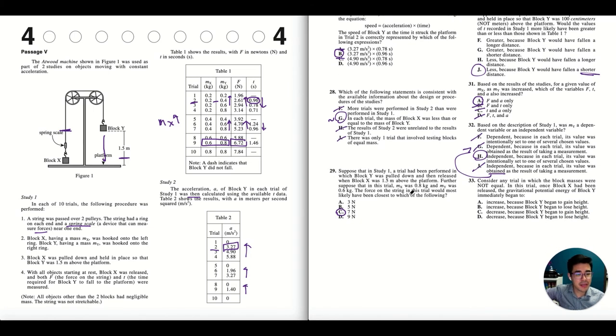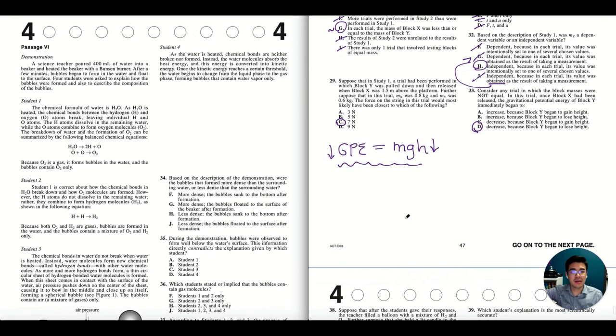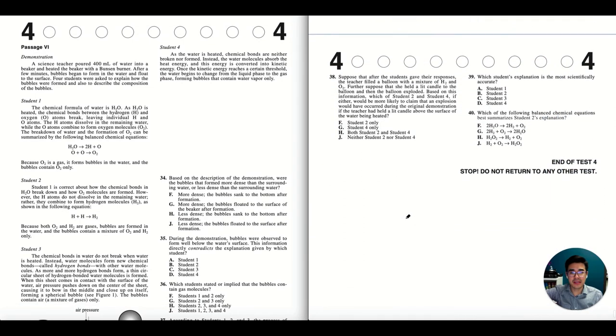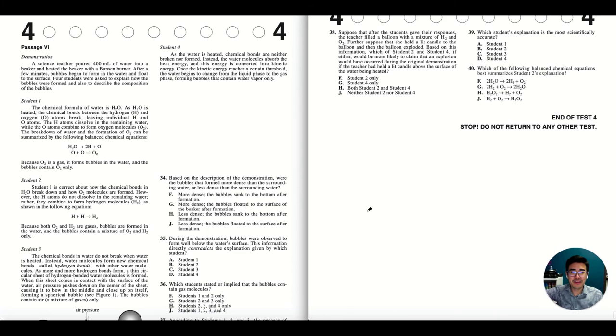Consider any trial in which the block masses were not equal. In this trial, block X had been released. The gravitational potential energy of Y immediately began to... while Y is falling, gravitational potential energy is dependent on the mass, the acceleration due to gravity, and the height. So because the height is going down, the GPE is also going down. This is just something that you do need to know. Decrease because block Y began to lose height. Okay, so this is physics. I'm familiar with physics, so that did definitely help me. For those of you who aren't, you can still get 6 out of the 7 pretty easily, assuming there are 7 questions. Okay, my favorite, the reading one, yay.